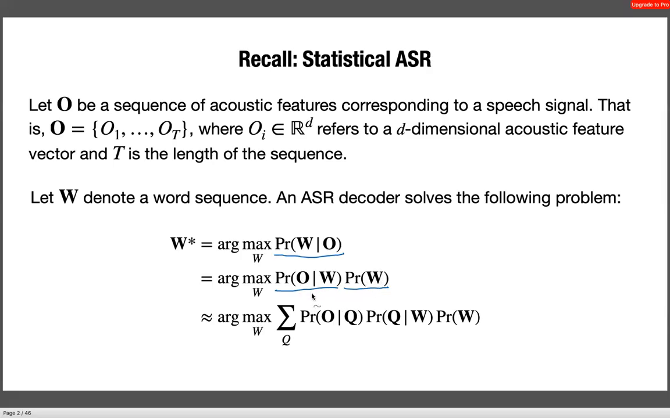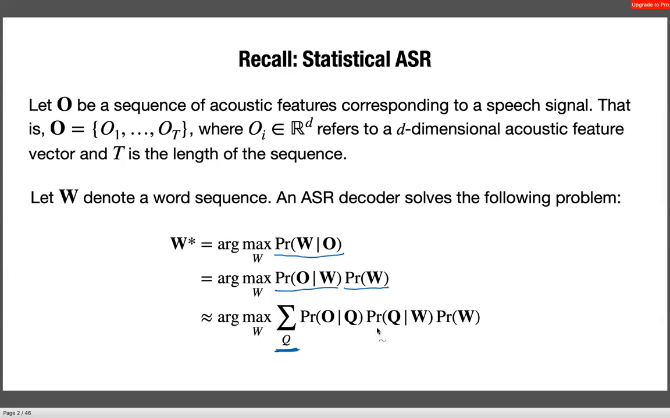And now we further decompose this probability of O given W, because W is made up of words, and each word is made up of smaller units, to estimate this probability distribution. So we say, okay, let's introduce Q, where Q roughly corresponds to phones. Now the probability of O given W can be written in terms of a marginalization over all sequences of phones which correspond to this word sequence. And now you have these three terms: probability of O given Q, probability of Q given W, and probability of W.